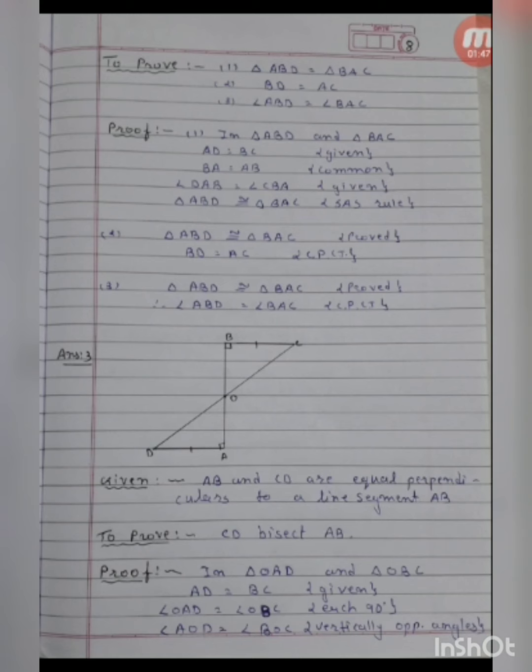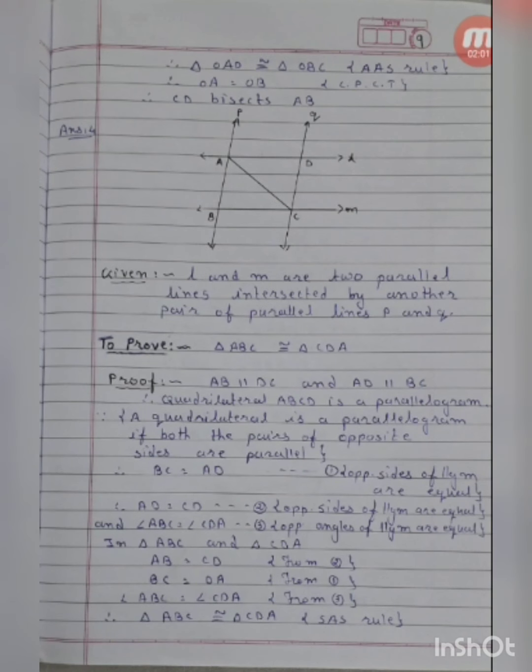Proof. In triangle OAD and triangle OBC, AD is equal to BC given. Angle OAD is equal to angle OBC, each 90 degrees. Angle AOD is equal to angle BOC, vertically opposite angles. So, triangle OAD congruent to triangle OBC, by angle angle side rule. So, OA is equal to OB we can write by CPCT. It means CD bisects AB. Thus, we have proved CD bisects AB.